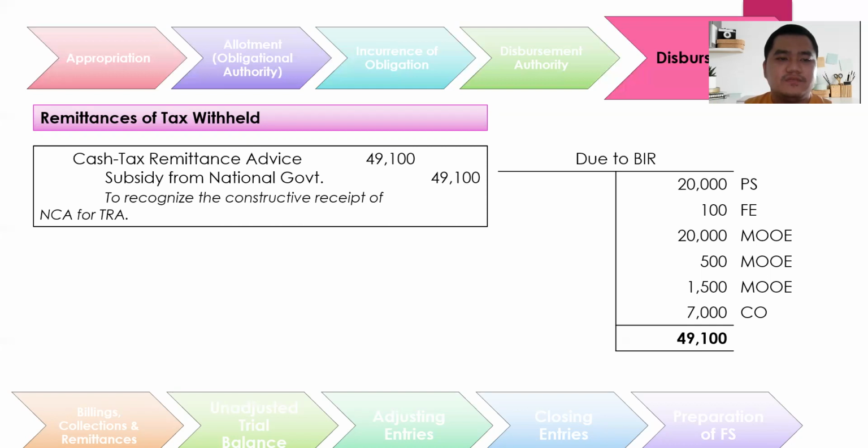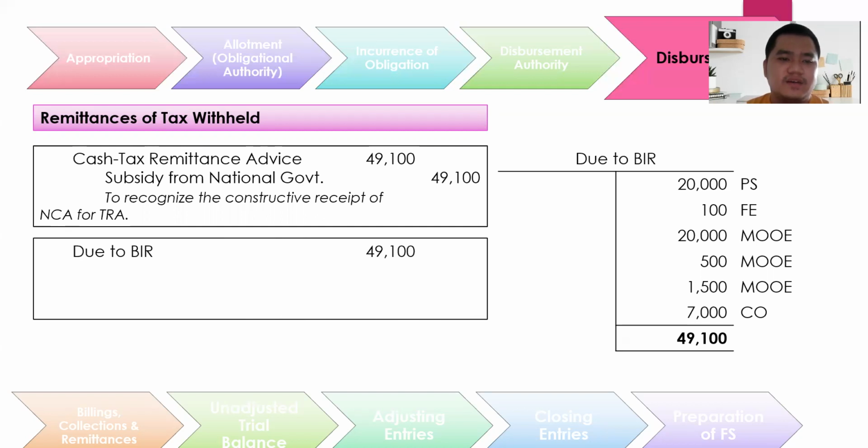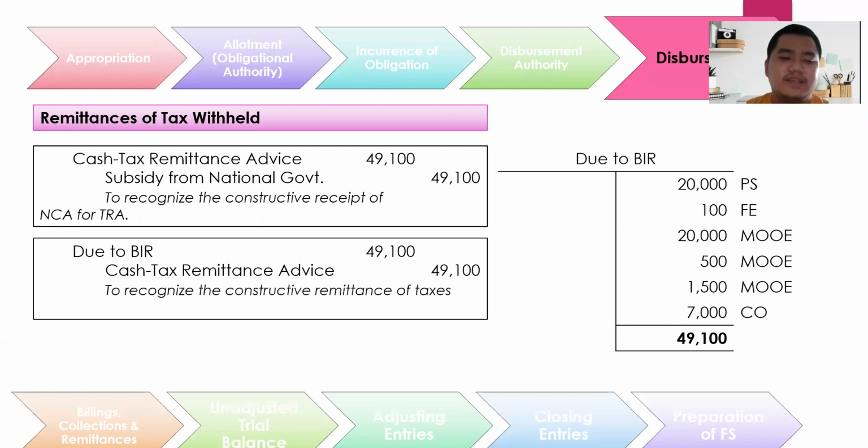So to make it more efficient, we don't have to disburse funds and then withhold it, and then deposit it again to the relevant government agencies. There is only an entry for the constructive receipt, but there is no physical flow of money. And then once it is constructively remitted to the BIR, the entry will be debit to due to BIR 49,100 and credit to cash tax remittance advice 49,100.